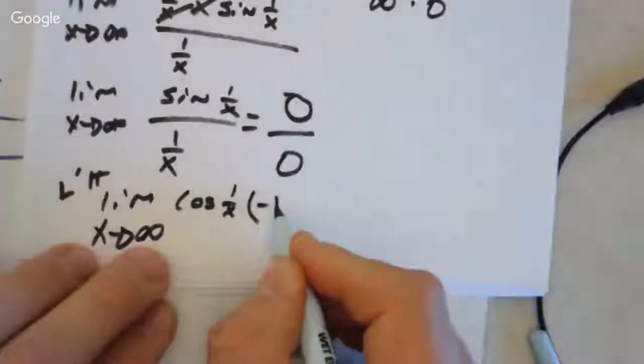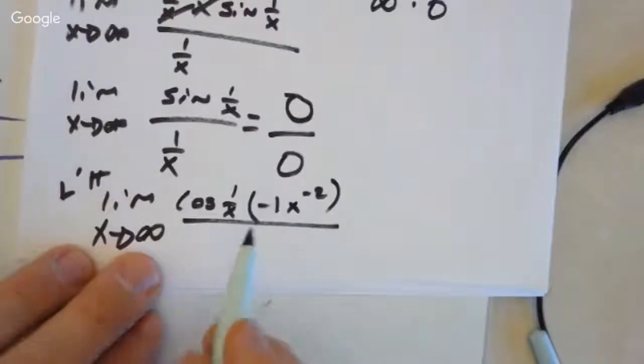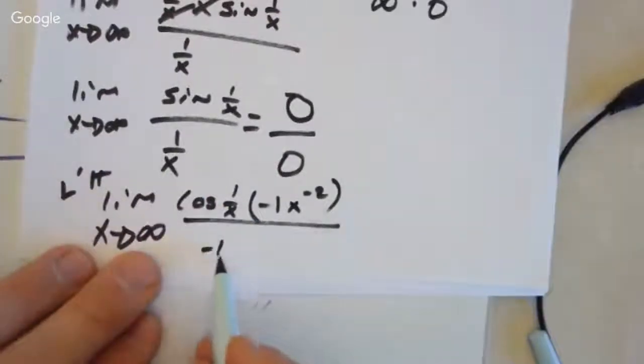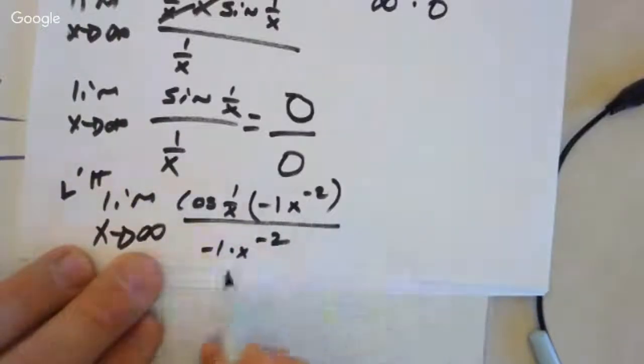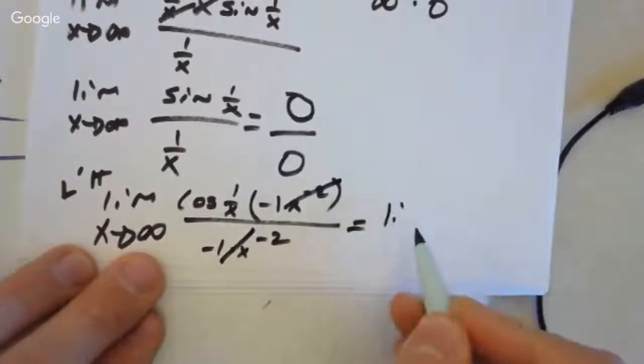1 over x is really x to the negative 1. Remember that. So power base, 1 less power. Okay, the derivative of the bottom, power base, 1 less power. Look what happens there. They cancel, right? So now this is just that.